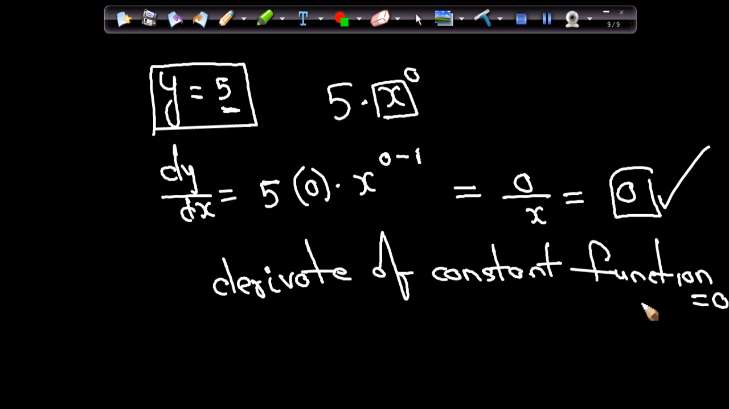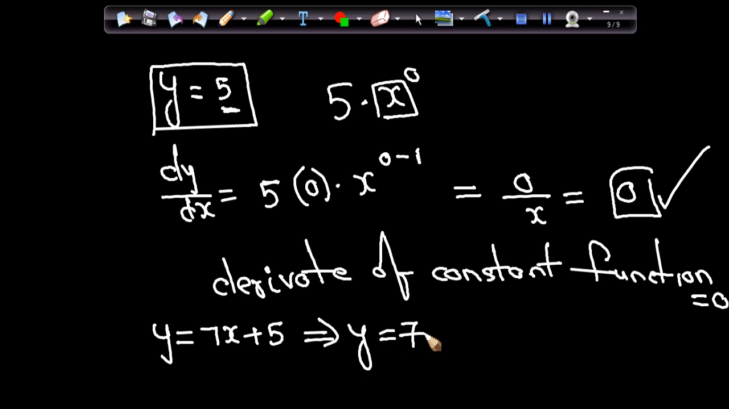Good. Now take a different example. Let y is equal to 7x plus 5. Can you guess what this function is? A linear function. So what is the derivative of a linear function? It is in the slope intercept form, right? So if I find the derivative of this function, it would be 7. So the derivative of any linear function would be the slope of that function.